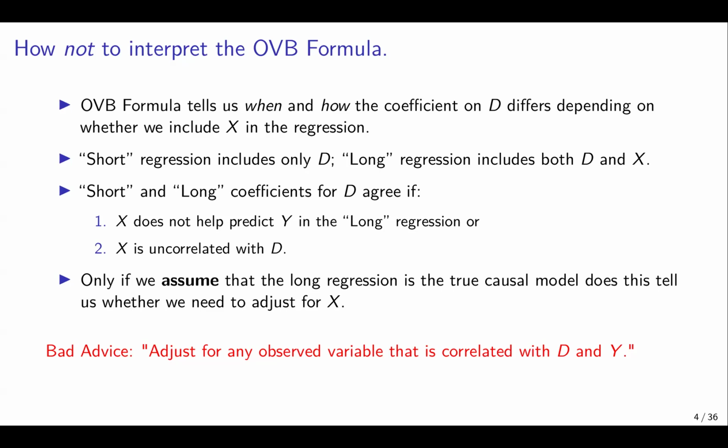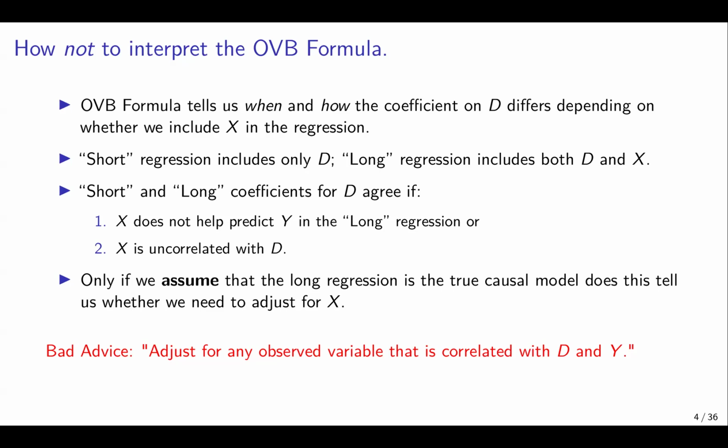So if you go back to that previous slide and you cross out everything I said about causality, you just interpret the long regression as a population linear regression model, then everything still goes through. So the short regression only includes d, the long includes both d and x, and we're just checking when the short and long coefficients agree. They agree if and only if x does not help to predict y in the long regression, or x is uncorrelated with d. That doesn't necessarily have any causal content at all.